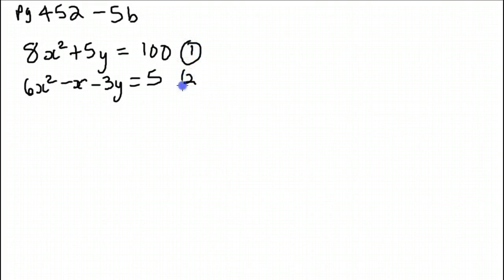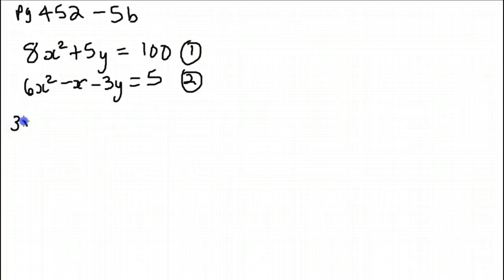Now, I can't readily solve for y in either one of these, so I don't think I want to use substitution. So I'm going to eliminate the y value, and I'm going to do that by multiplying equation 1 by 3 to get a 15y, and equation 2 by 5. We'll make sure that we line things up and do our, in this case it'll be addition.